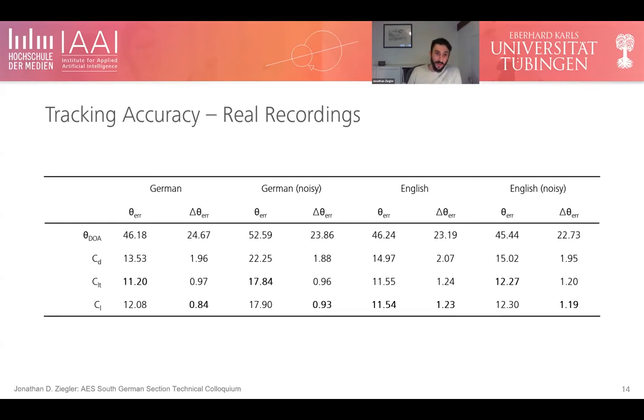The metrics you can see here are the mean angular error and the mean correction error. So essentially what we're looking at is the accuracy of the tracker and the stability.